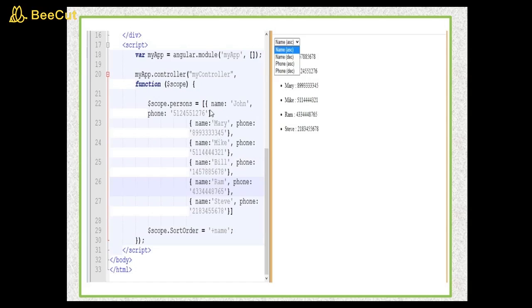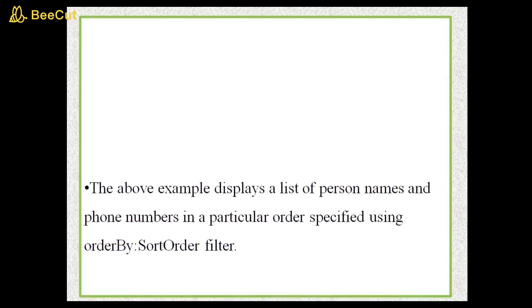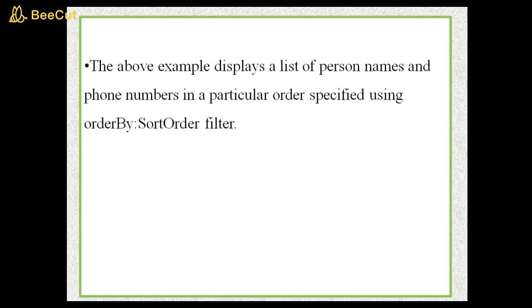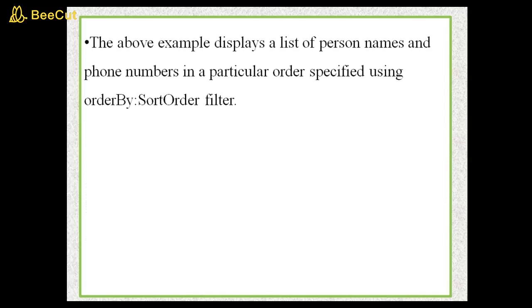I am using three records. When I select name, I will get the output in ascending order. Then name descending, I will get the descending order of name. Then phone number. The above example displays a list of person names and phone numbers in a particular order specified using the orderBy colon sort order filter.